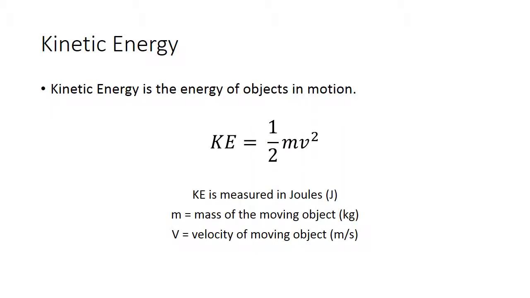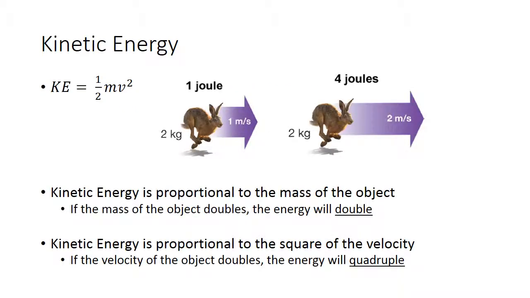Kinetic energy is the energy of an object in motion. Kinetic energy equals 1/2 mv squared. That kinetic energy is measured in joules. Little m is the mass of the object in kilograms, and v is the velocity of the moving object in meters per second. Let's talk about some relationships within kinetic energy.